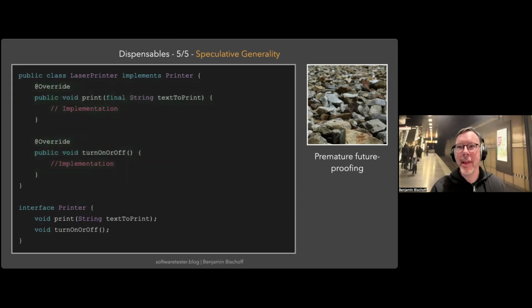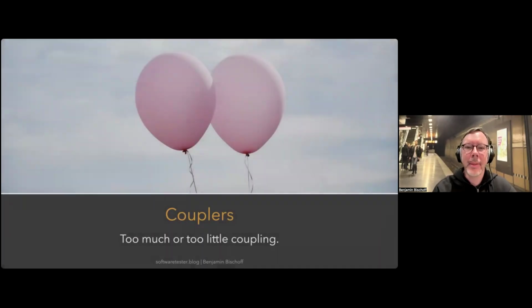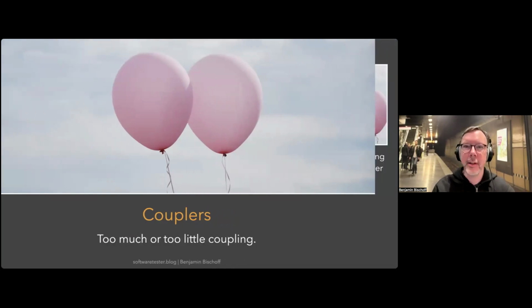This is also something that you can fight about with other developers very nicely because everyone has a different opinion on this. We are already in the last category. I hope you're still with me. I'm still eager to tell you about that. This is called couplers. This is all about coupling data, coupling classes, and if you have too much or too little.